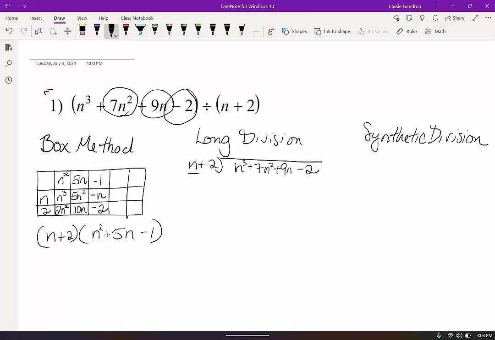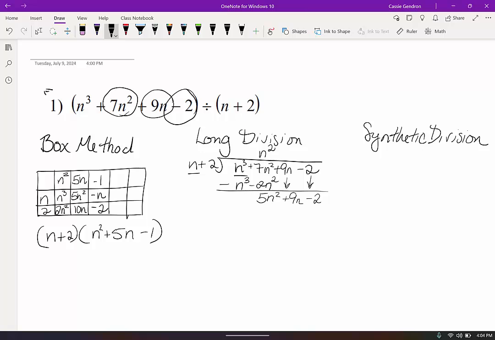So n goes into n cubed, n squared times n is n cubed. N squared times 2 is 2n squared. And I'm going to subtract. So that means I got to change the signs. So this is 5n squared. This comes down. Plus 9n. This comes down. Minus 2.